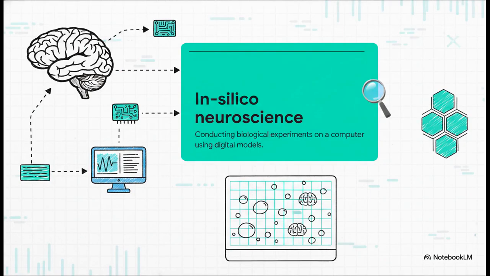So to understand how we get there, we need to define a term you're going to be hearing a lot today. It's called in silico neuroscience. Basically, this is the process of running biological experiments on a computer using digital models. Think of it like creating a giant virtual sandbox for the brain. Instead of always needing to shove a real person inside a massive, noisy MRI machine for every single test, researchers can now simulate human brain responses entirely in code. It's a total game changer.